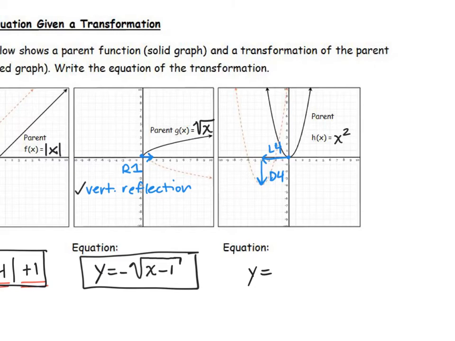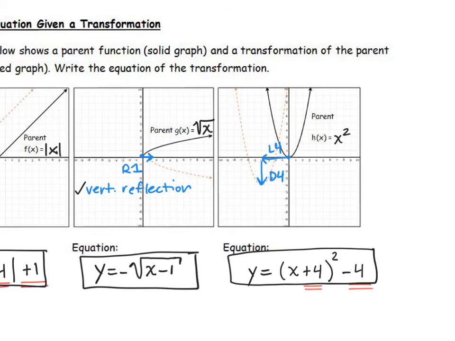And when I write x squared this time, I'm going to put it in parentheses like this, because that helps me remember that there's going to be a shift inside my x squared and also outside, and I decide which one is which. So the inside shift should be my left or right. So left 4 goes inside the parentheses, and left 4 would mean plus 4. And then the down 4 means that I subtract 4 outside of my function. All right, and there's my final answer.